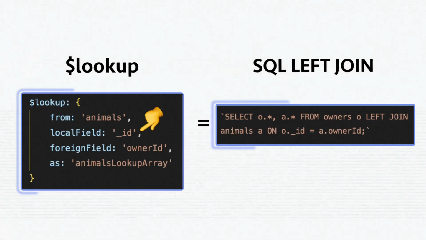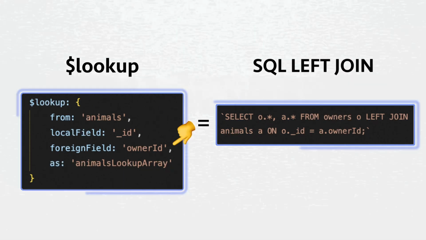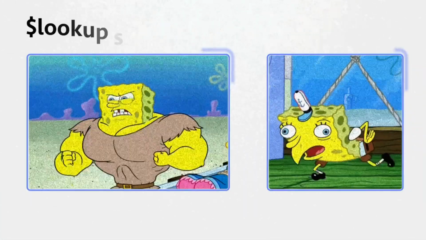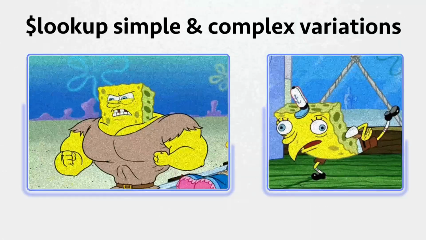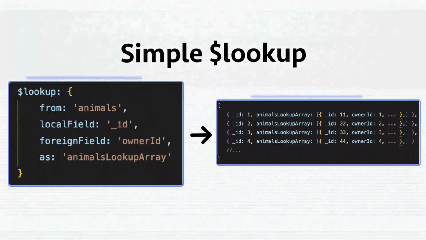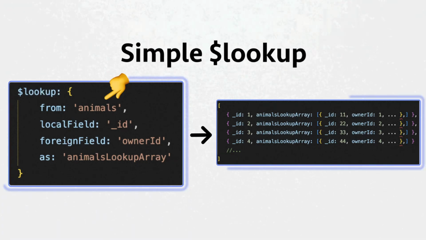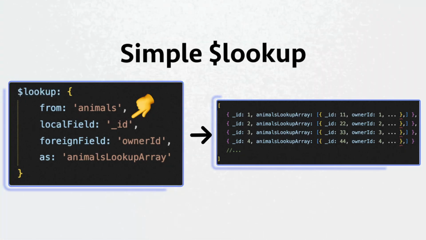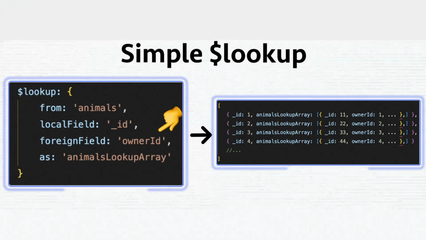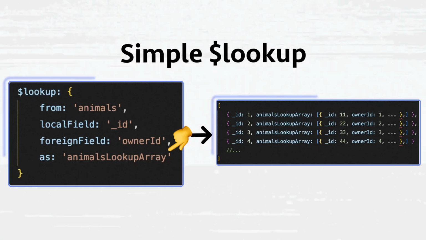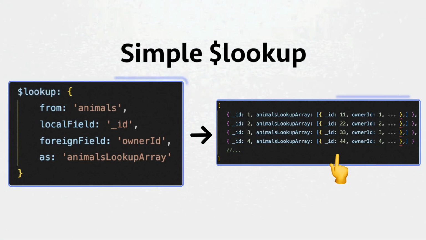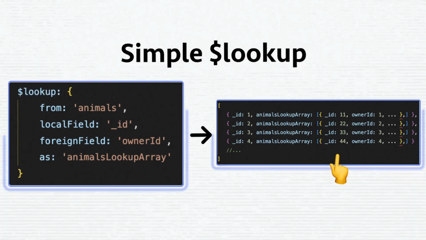Lookup functions just like the left outer join in SQL, i.e. it uses an ID in the current table to search in another one. It's very useful when you want to get the parent or the children object of another one. The lookup aggregation has a simpler and more complex variation depending on your workflow. The simple one is straightforward, having only 4 parameters. The from parameter specifies the name of the collection you want to join. The localField specifies the field of the current table that corresponds to the joined table. The foreignField specifies the field in the joined table. And the as specifies the name of the property that will store the result. The result will be an array even if it's just one item. I usually use the unwind function to make it an object.